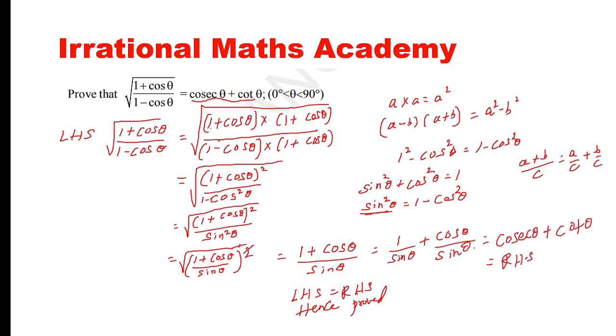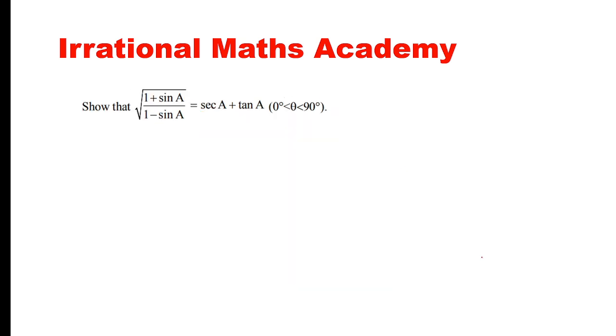1 by sin theta is nothing but cosecant theta, and cos theta by sin theta is nothing but cot theta. That is our RHS. We'll go to the next problem. Similar question. If you see this one, this is a similar question. Again, I'll take the LHS part here. What I'll do here? 1 plus sin A upon 1 minus sin A.